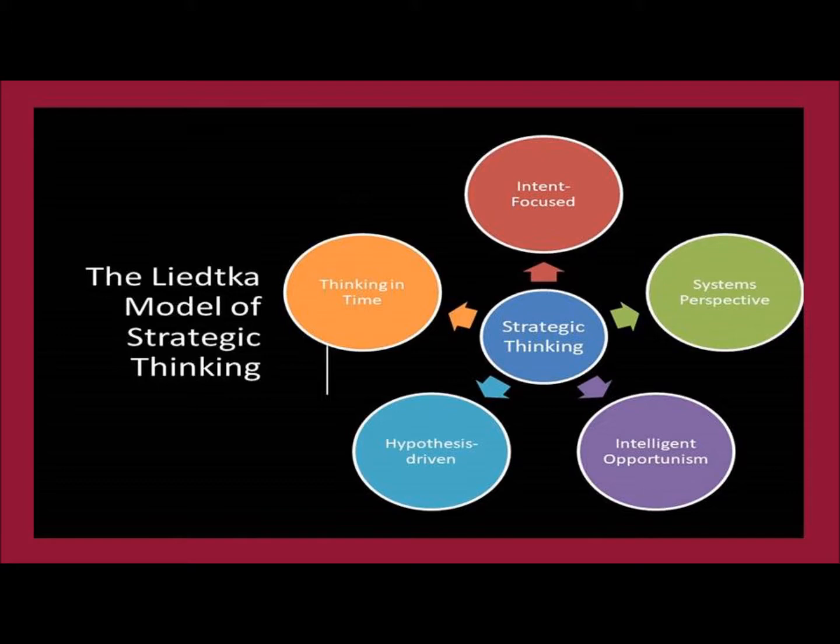The next component of strategic thinking is intelligent opportunism. Generally, organizations need to be adaptive and flexible to changes. They need to be able to pick up the new opportunities that present themselves as they move on.